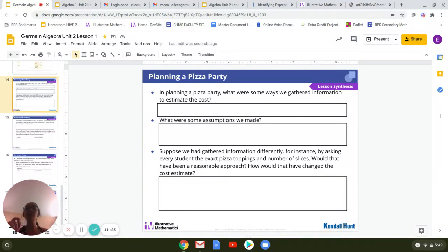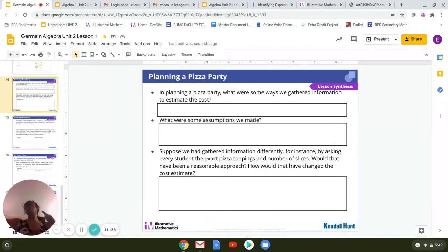Okay, suppose you gathered information differently. For instance, by asking every student the exact pizza toppings and number of slices they wanted. What would have been a reason? Would have been a regional approach? How would that have changed the estimated cost?